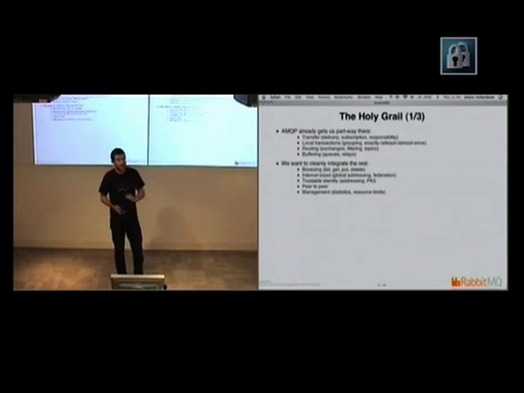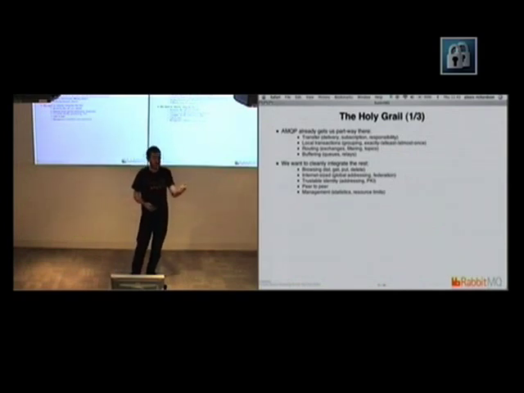And we need good management. We need to be able to gather statistics on the operation of our network. We need to be able to enforce resource limits so that my cell phone that's speaking this new AMQP protocol doesn't get overloaded by the spams that people are sending it.